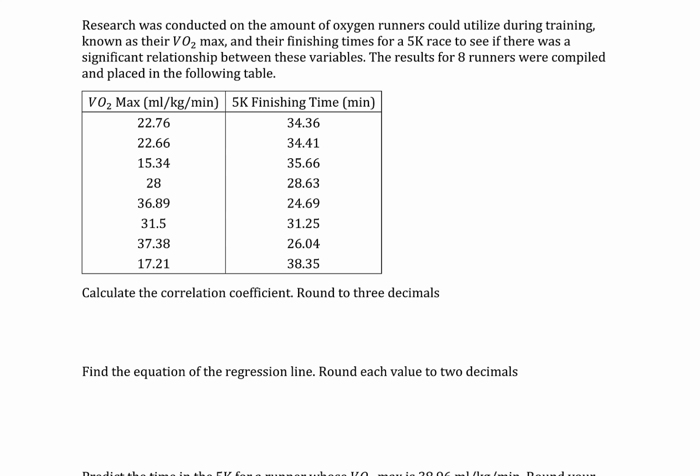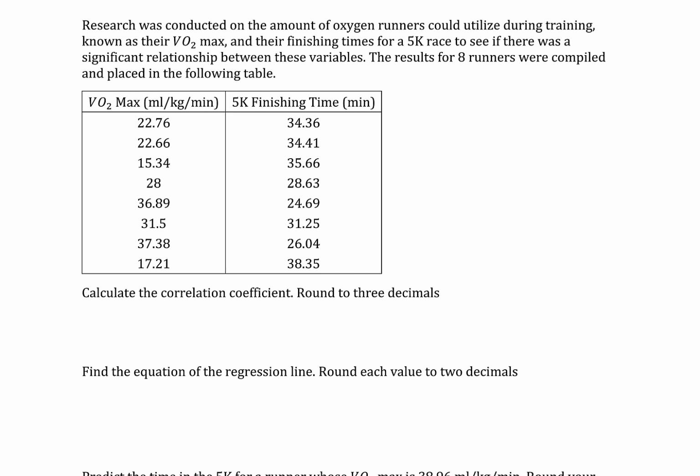Research was conducted on the amount of oxygen runners could utilize during training, known as their VO2 max, and their finishing times for a 5K race to see if there was a significant relationship between these variables. The results for 8 runners were compiled and placed in the following table. Calculate the correlation coefficient, rounding to 3 decimals.